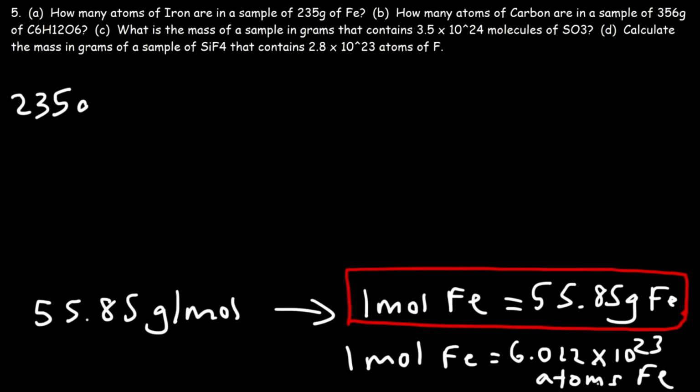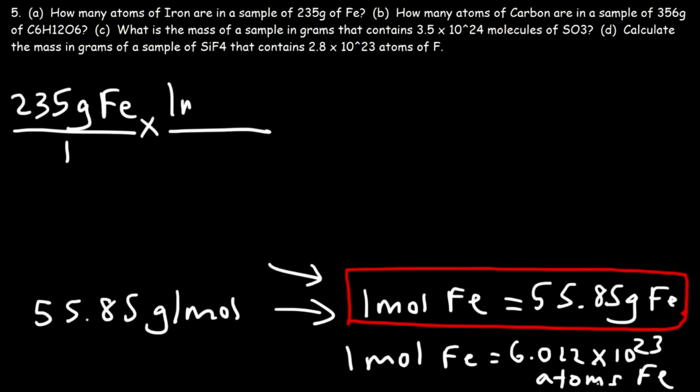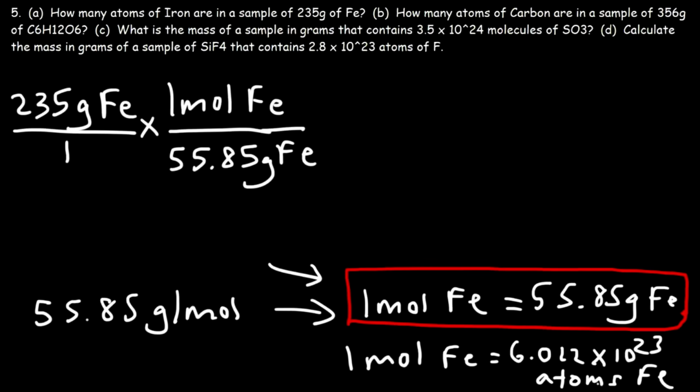In this case, 235 grams of Fe. Now, let's use the first conversion factor to convert it from grams to moles. So we need to put grams on the bottom. 1 mole of Fe has a mass of 55.85 grams of Fe. So we could cancel the unit grams of Fe.